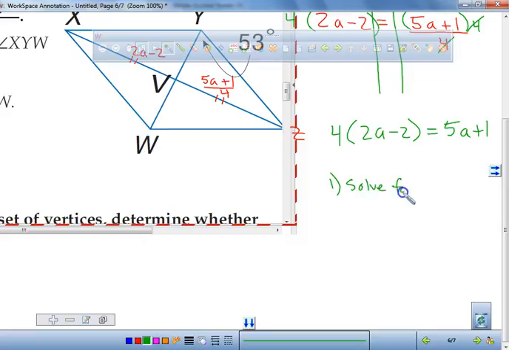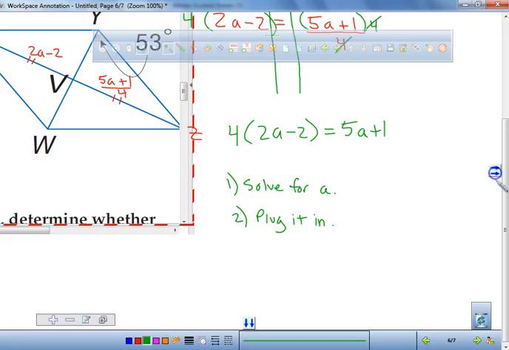Solve for A, plug it in. You got to be able to solve for A and plug it in. If this is a little bit overwhelming, remember, the first step is to distribute. Everybody should have examples of how to solve for A for something that looks like that. You should be able to solve for A and plug it back in.